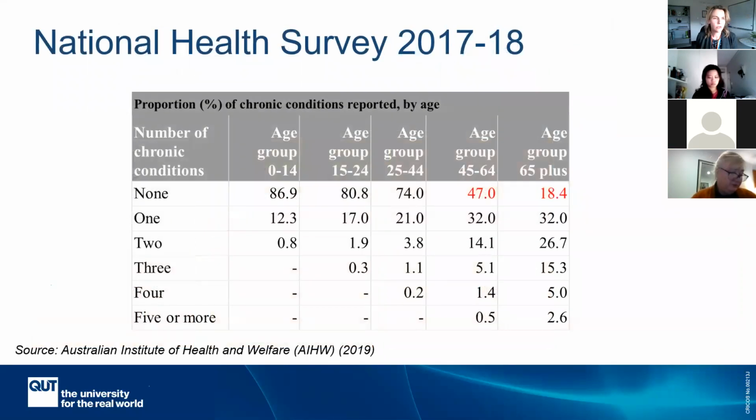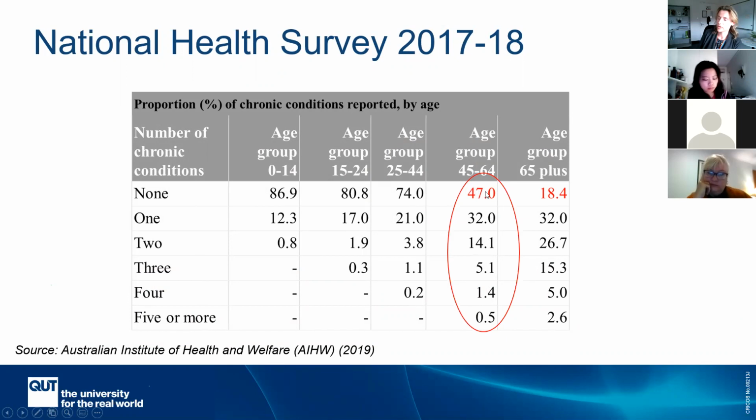This is from the National Health Survey. So this is actually the survey that informs the statistics that were on the previous slide. Australia's Health does this National Health Survey every couple of years. If you look at the age group 45 to 64, 30% of people are living with one chronic condition, and 14% are living with two chronic conditions.